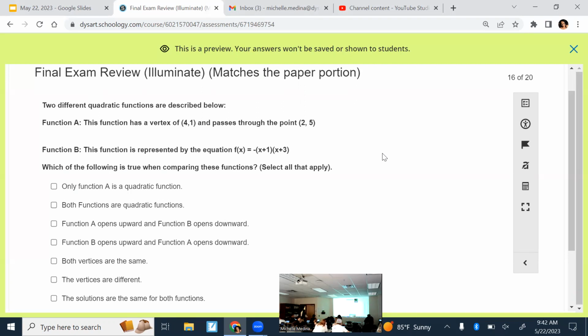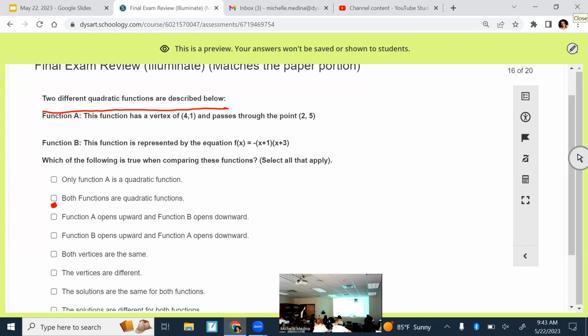It says only function A is a quadratic function. Well, that doesn't make any sense because it says 2 different quadratic functions are described below. So definitely don't pick the first one. Both functions are quadratic functions. Yes, it says so in the instructions. Okay, so don't be that person.